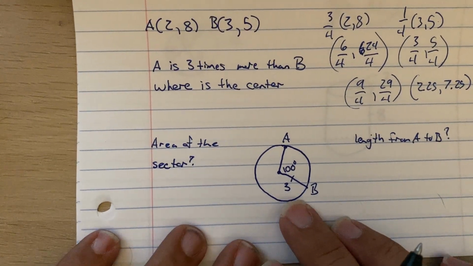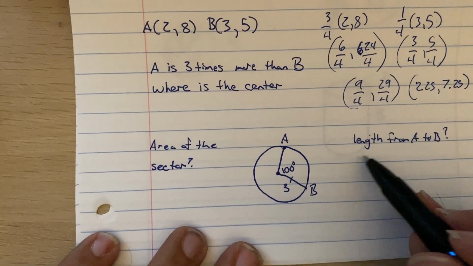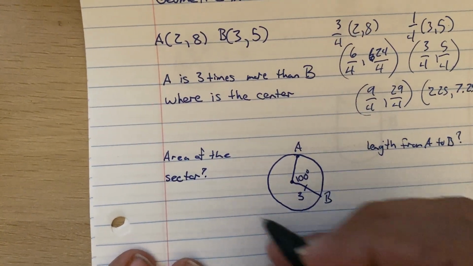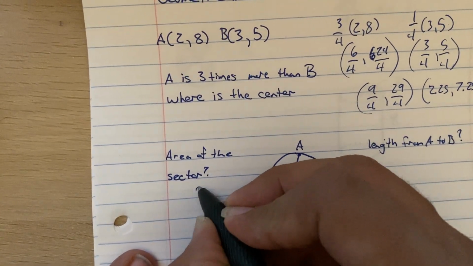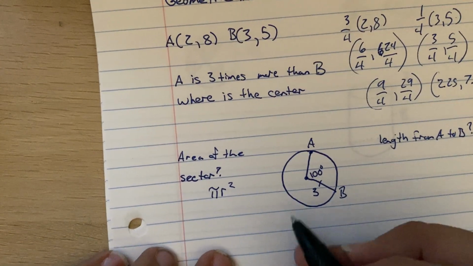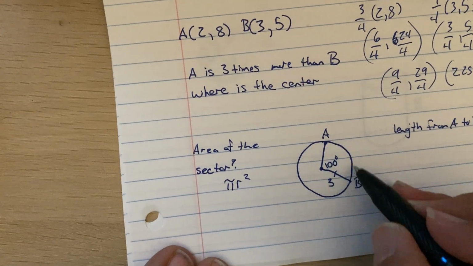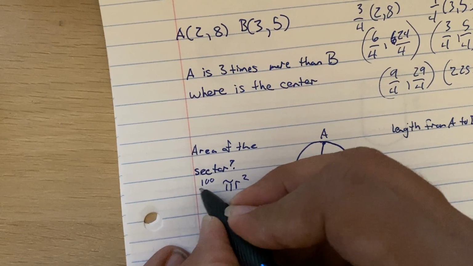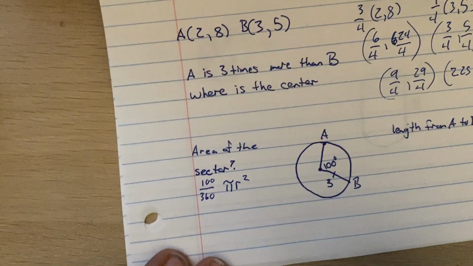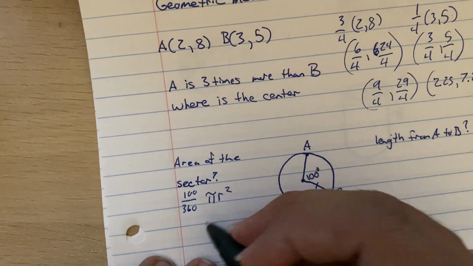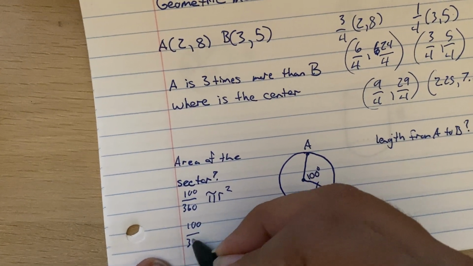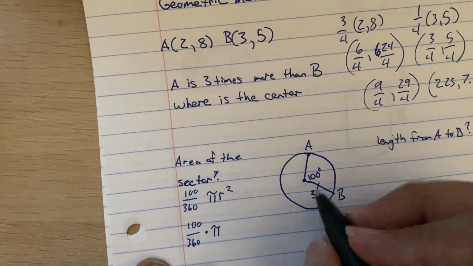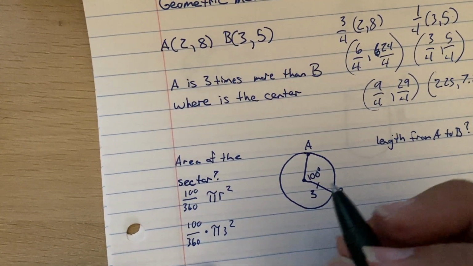Now let's move this up a little bit. The area of the sector right here from A to B and the length from A to B. So the area of the entire circle is pi r squared. But we're not talking about the whole circle. We're only talking about 100 degrees of the entire 360. So now you're just going to multiply 100 over 360 times pi, radius 3 squared.